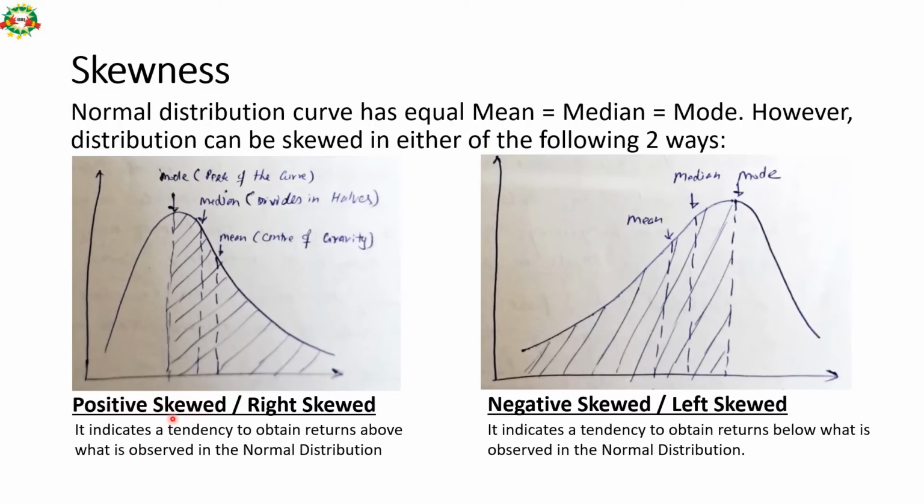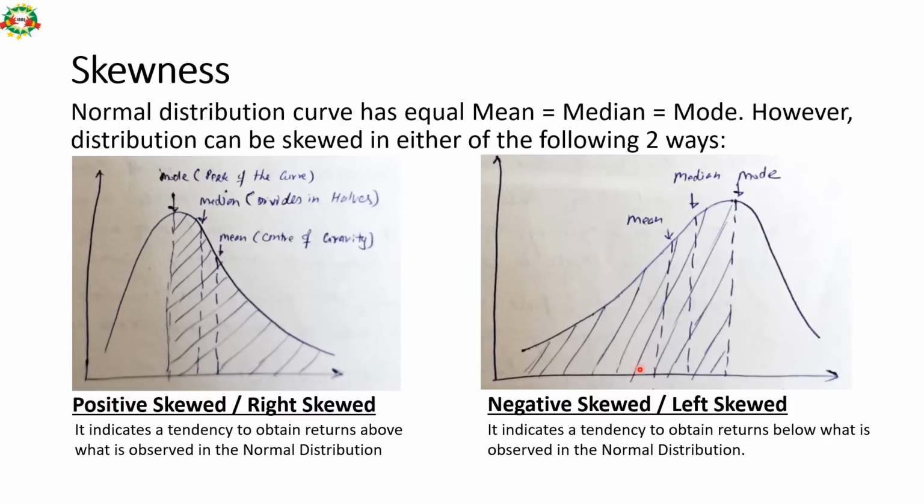A positive skewed or right skewed curve indicates a tendency to obtain returns above what is observed in normal distribution. So here mean is more than median and median is greater than mode. This formula also you have to remember, and the peak of the curve is the mode. The examiner may give a picture of this type and may ask you to calculate the mode. So mode is this highest point in all three curves: normal distribution, positive skewed and negative skewed.